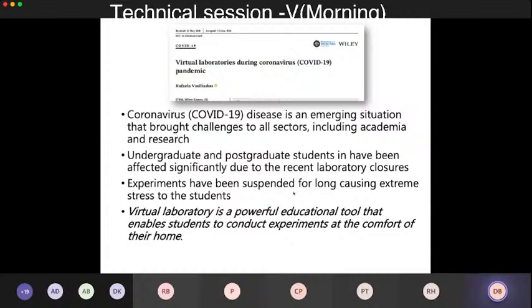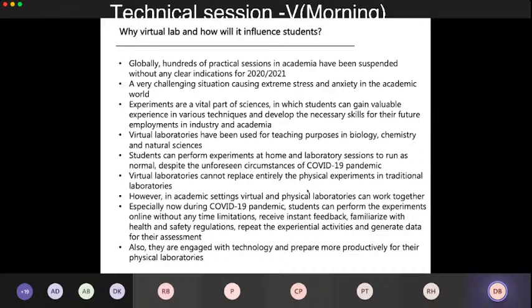The Government of India Education Ministry already gives some experiments to show students how it really works. Many institutes are involved there, all IITs. Amrita Vidyapeetham is one of the private institutes in Kerala. If you Google it, you can find those experiments to show to your students. So now the question is, why virtual lab, and how will it influence students?